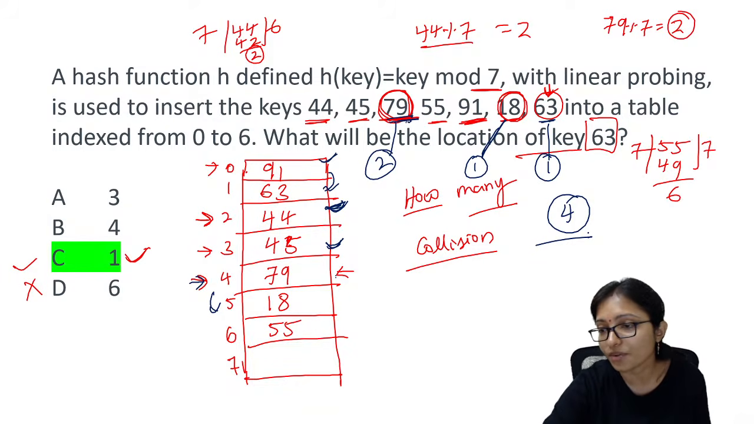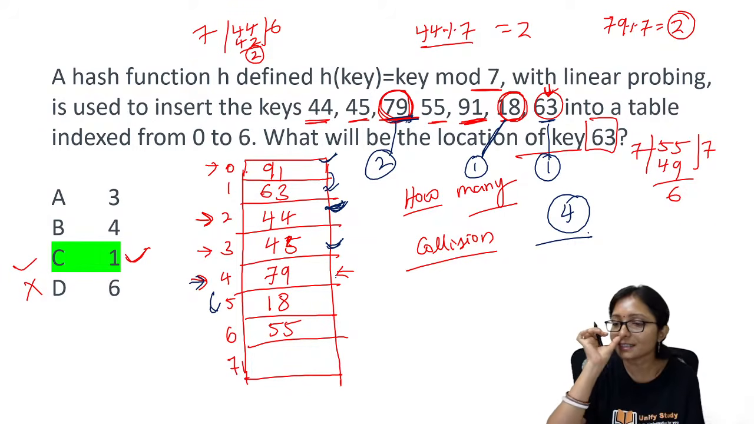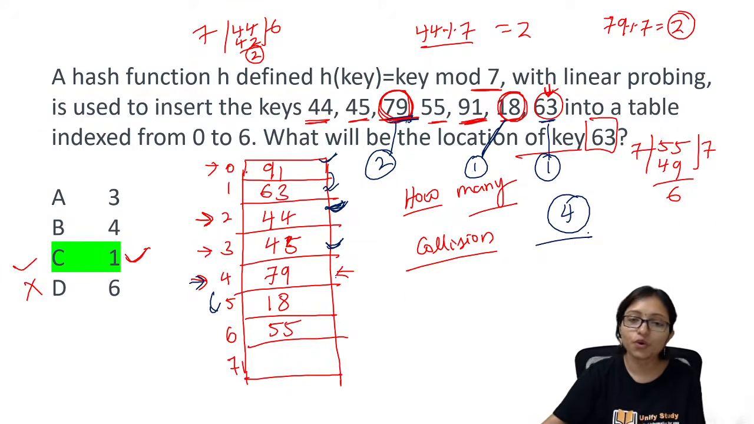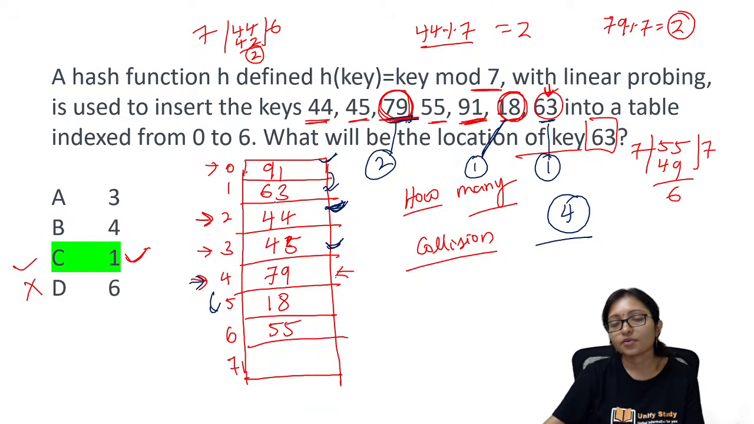I can see everyone is telling 3. Swati only told 4. Other than that, everyone told the wrong answer, 3. The correct answer is 4. Okay, the total number of collisions is 4. Remember it. Questions are coming from here also.